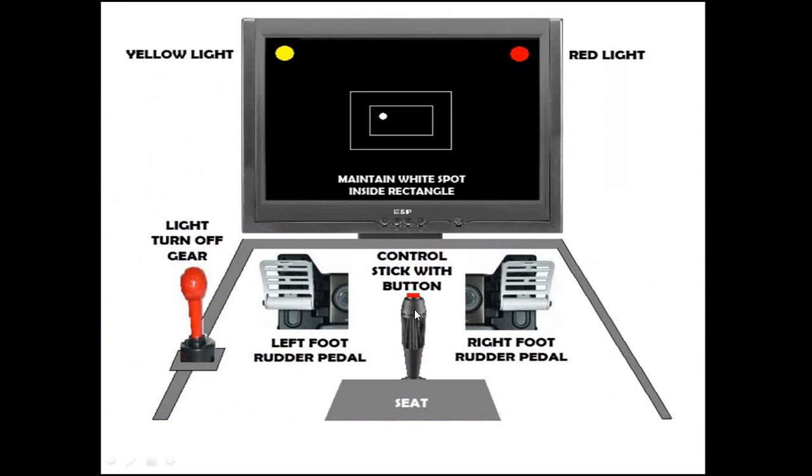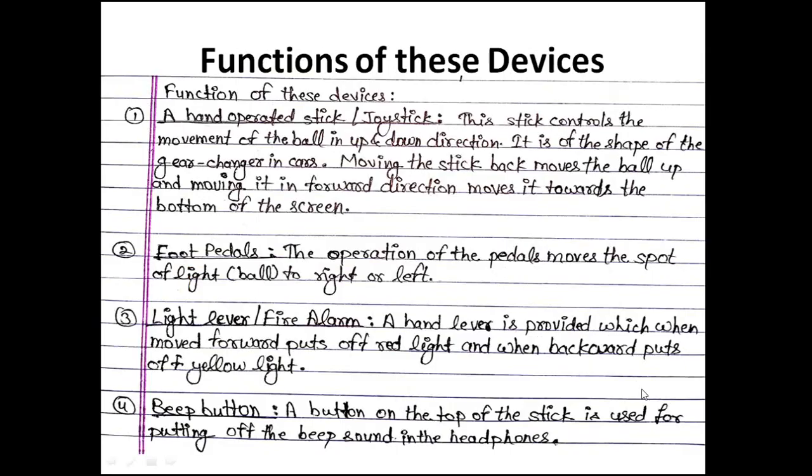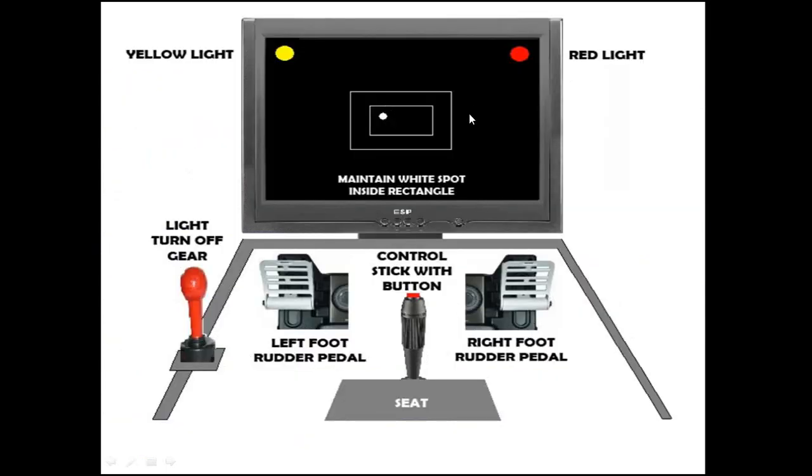If you move it forward, this ball will move downside. If you move it backward, the ball will move upward. Now foot pedal: the operation of the pedal moves the spot of light or ball to your right or left. If you use this right foot pedal, this ball will move towards your right. If you use the left foot rudder pedal, this ball will move towards your left side.